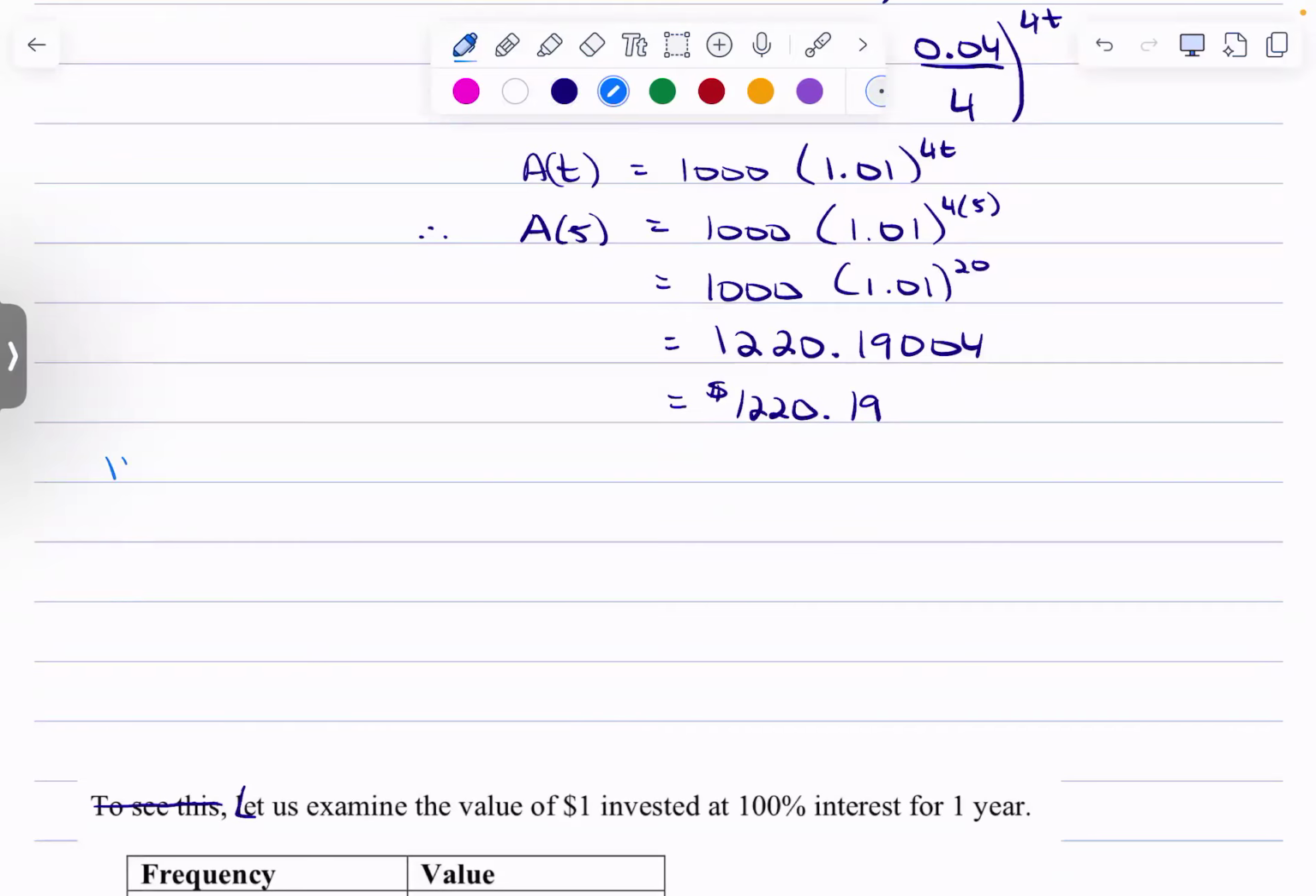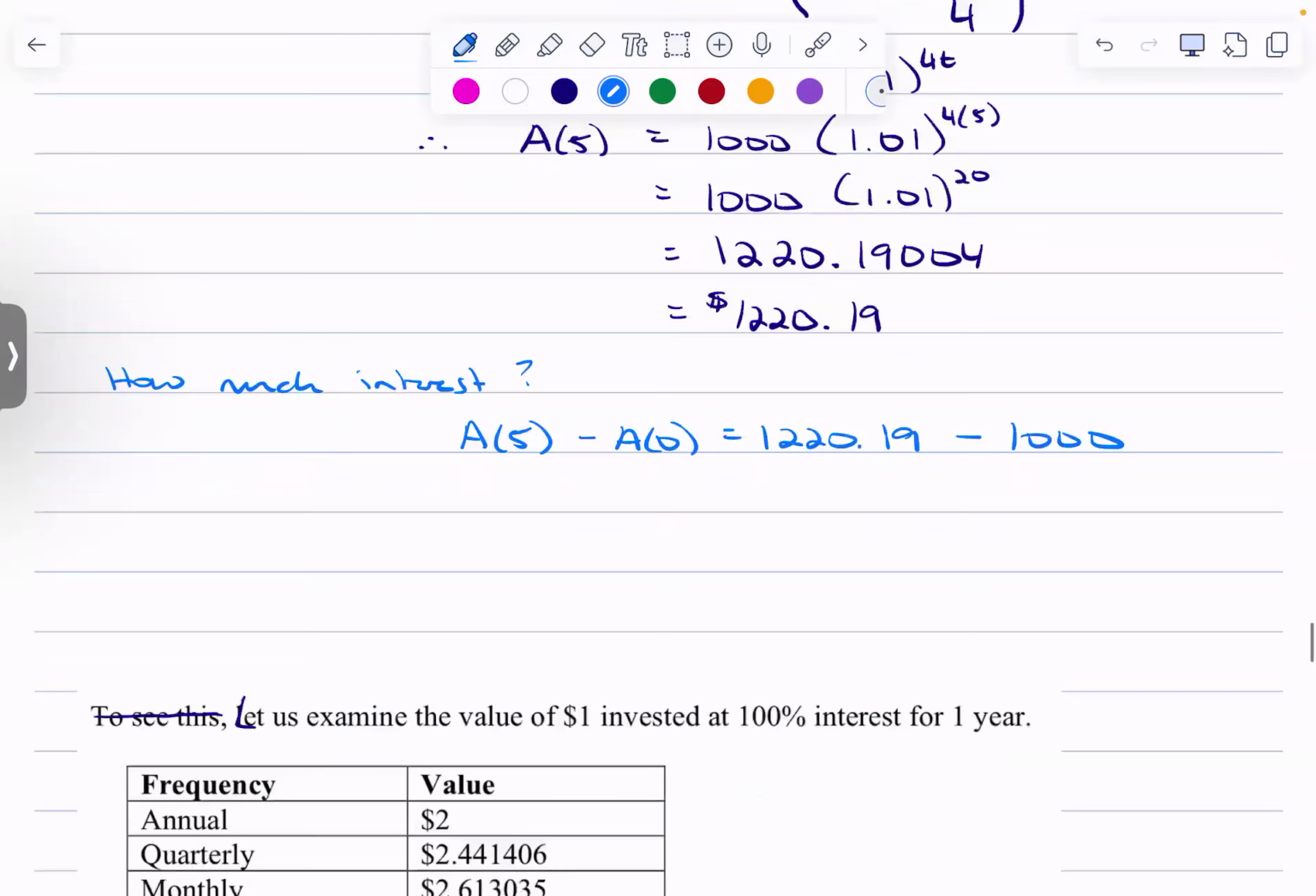How much interest? A of 5 minus A of 0. 1220.19 minus 1,000. You don't have to use the formula. It's pretty straightforward. Take away whatever you invested, and the rest is interest over 5 years. Nice.